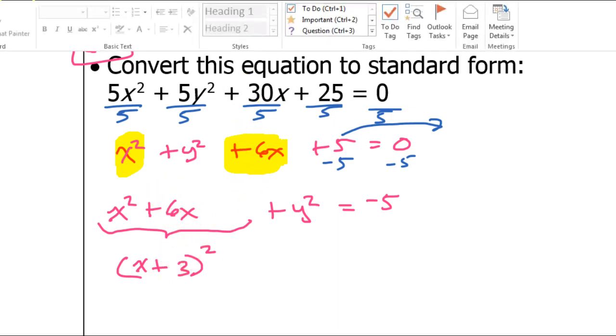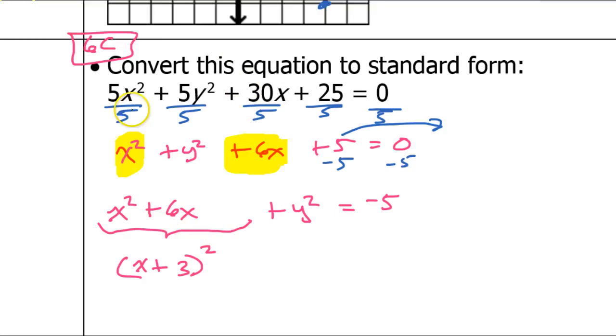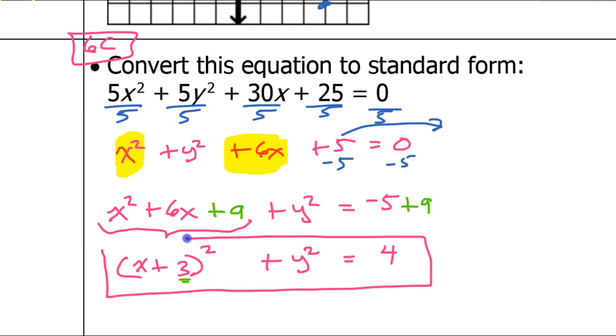Now the number that completes the square is, I'm going to take this 3, and I'm going to square it, 3 squared, almost like what you can see right here, 3 squared. So that's going to be 9. And then I immediately need to jump over to the right-hand side and add 9 over there. Okay, so now this is equal to x plus 3 squared. I can bring down the y squared. Okay, and this is going to equal 4. So that's it. This equation is now written in standard form.